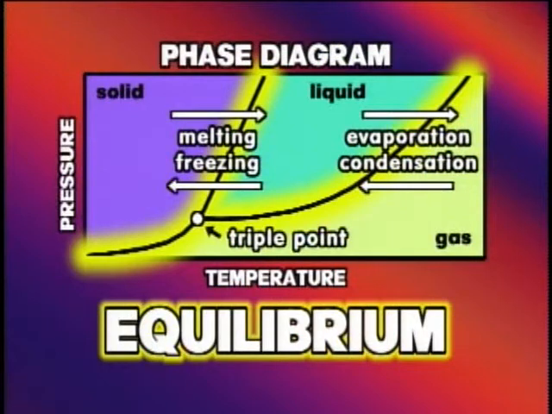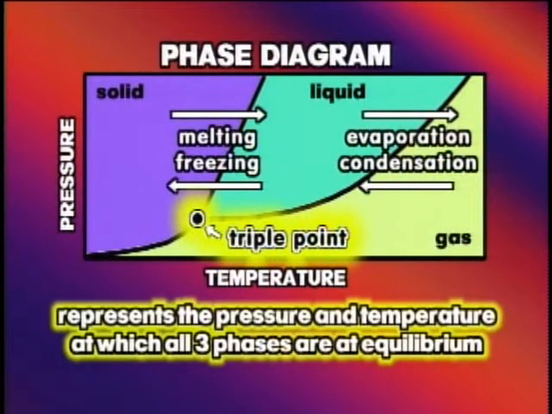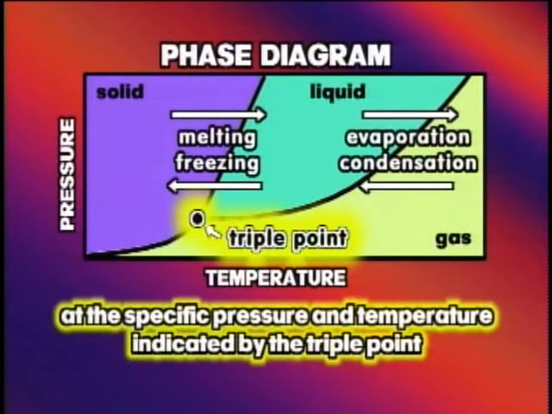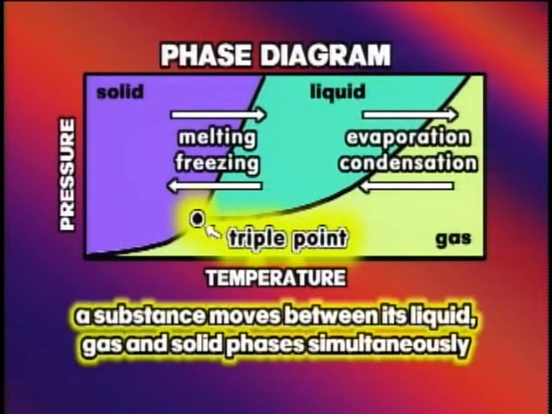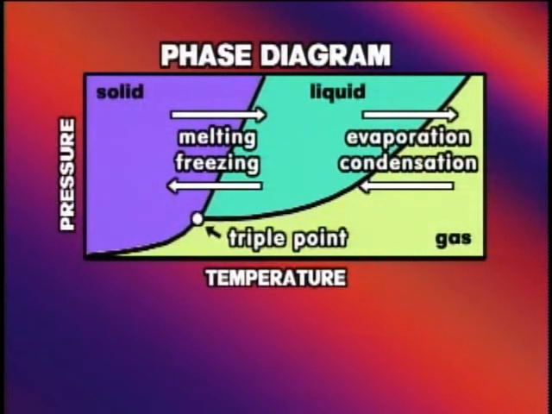The intersection of the three lines on the diagram is called the triple point. This point represents the pressure and temperature at which all three phases are at equilibrium. In other words, at the specific pressure and temperature indicated by the triple point, a substance moves between its liquid, gas, and solid phases simultaneously and at the same rate. So, a phase diagram gives us a nice graphical summary of the phases of a substance.